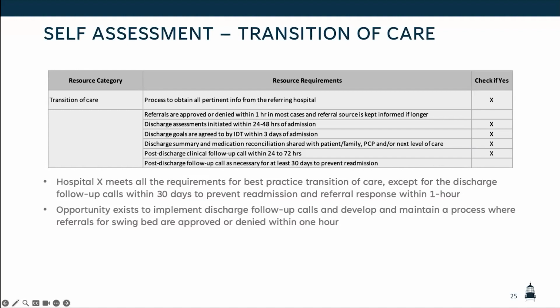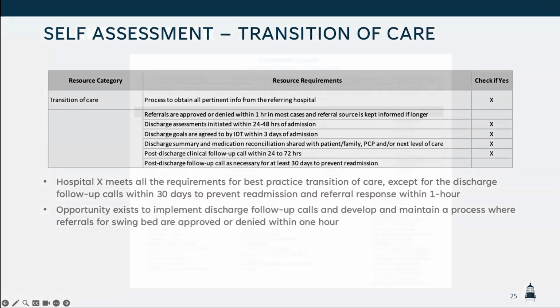And then also post-discharge follow-up phone calls. They were not doing them 30 days after discharge from their swing bed program. Certainly an opportunity to add that. And those key operational parts of a swing bed program could be really easy to implement, and really continue to support your swing bed program.